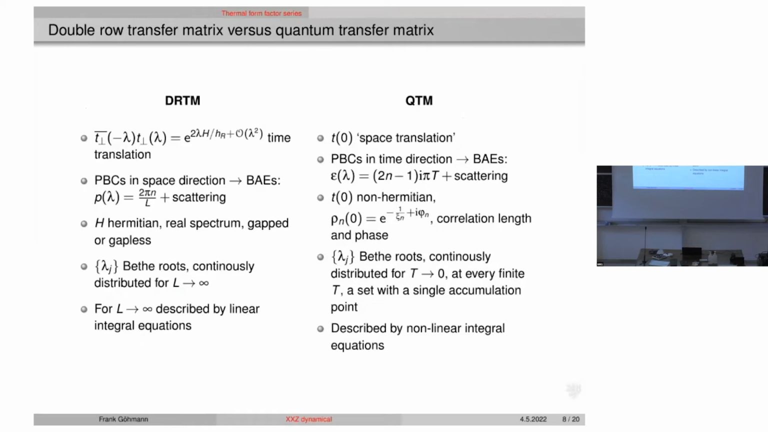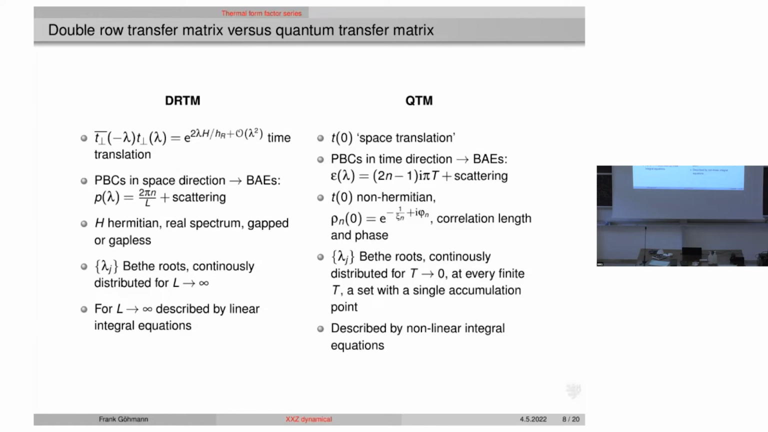Then we have periodic boundary conditions in the space direction for this double row transfer matrix, and using periodic boundary conditions in the space direction, you get quantization conditions for the momentum, which are called Bethe ansatz equations. When you do it in this quantum transfer matrix case, for small t, you get quantization conditions for the rest energy. So this corresponds to the Wick rotation on the lattice. So you're quantizing momentum here, energy here. Here, the Hamiltonian is Hermitian and has real spectrum. There, the transfer matrix is non-Hermitian and has non-real spectrum.